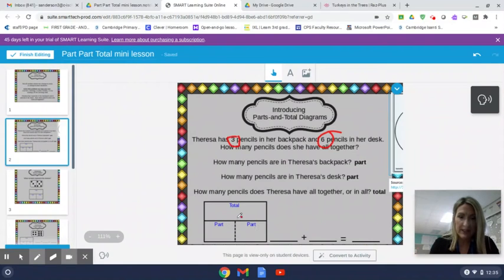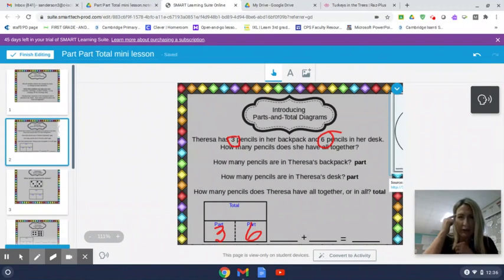See how there's 2 parts and 1 total, because we take this part and we put them together. How many pencils were in Teresa's backpack? 3. So I'm going to write the 3 over here. And how many pencils were in her desk? 6. So I'm going to write 6 right there. Now, how many pencils does she have altogether, or in all? We're going to add those 2 numbers together, 3 and 6.